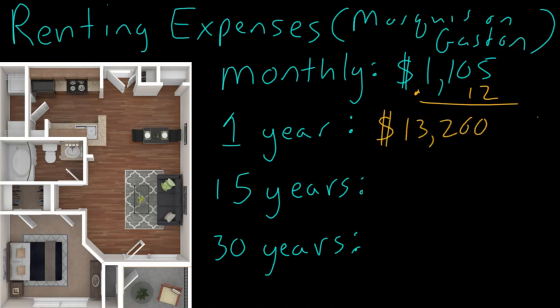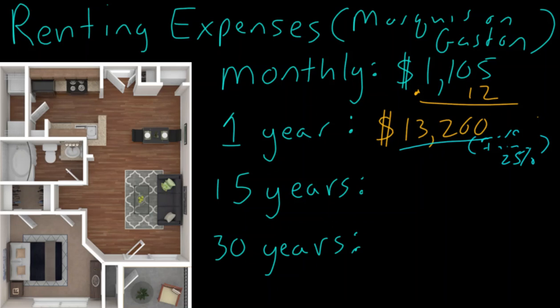$13,260. Now also, as a good rule of thumb, a lot of financial experts will say that you never want this to be more than 25% of your yearly salary. So guys, a good way to know if you can actually afford an apartment is to take your yearly salary and divide it by 4. And if this number is greater than that, well, you probably would not want to buy there.